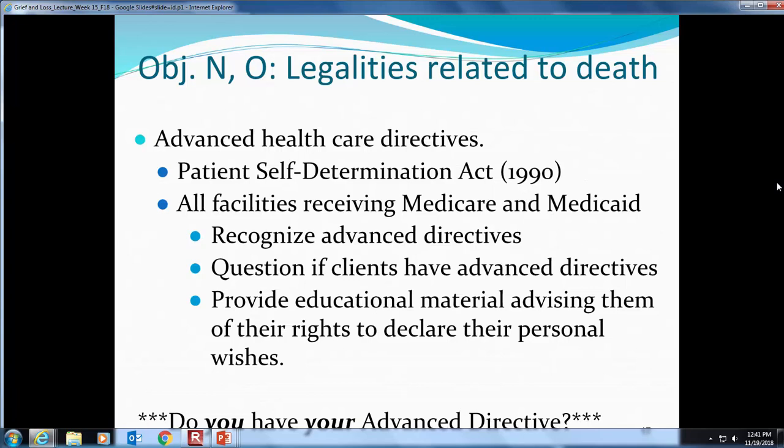Advance directives are not just for those nearing death. I would encourage each of you to complete an advance directive if you don't already have one. Otherwise, how will you make your healthcare wishes known if you can't talk for yourself? You don't want the state making those decisions for you. Advance directives are available for free at any healthcare center, and you can download them online also free of charge.